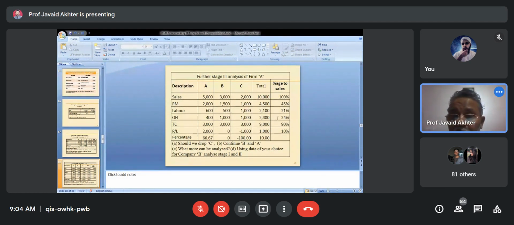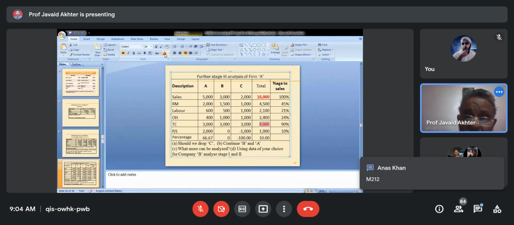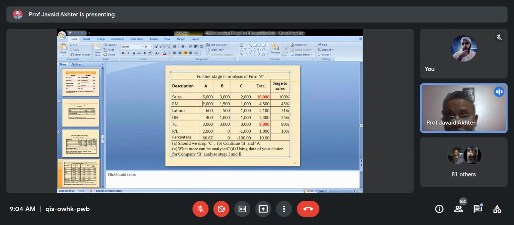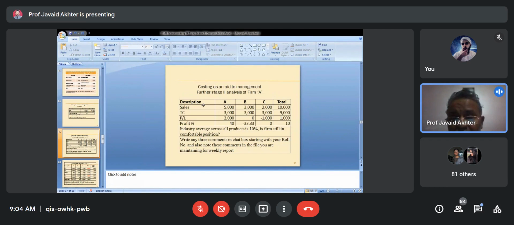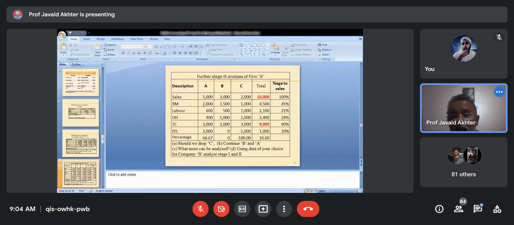Data remains the same. 10,000 is your sales. Total cost of 9,000 also remains the same. Total revenue of 10,000 also remains the same. What have we added now? Okay, this 10,000 of sales comes from ABC, no change. But this 9,000 total cost, no change. But here we have added more data. The data which I have highlighted is in addition to what you saw on the previous slide. Look at this slide and now look at this slide.